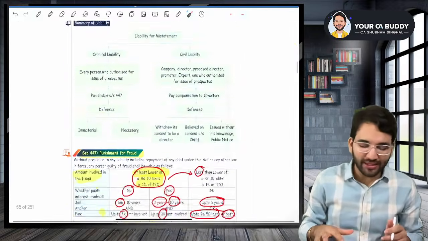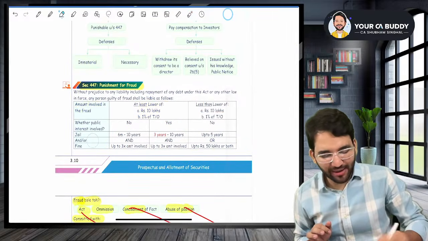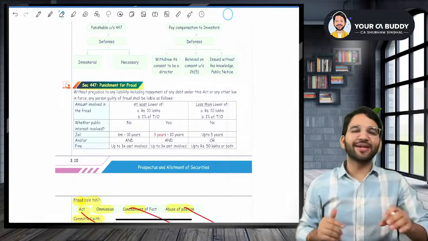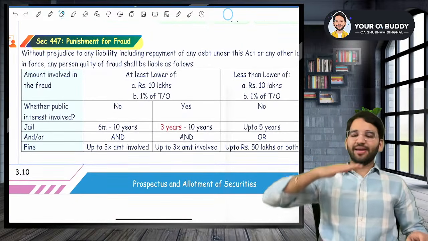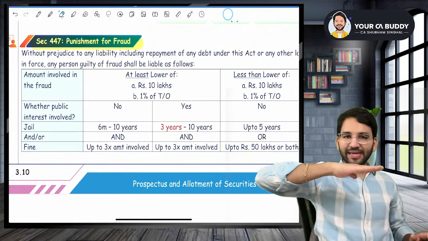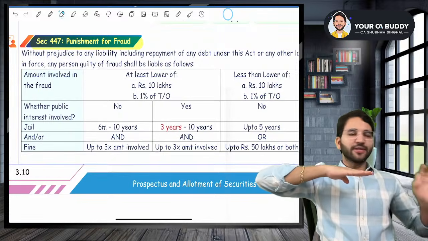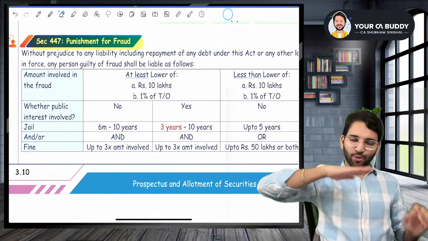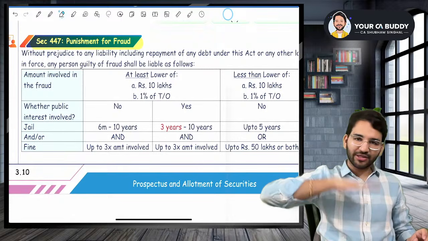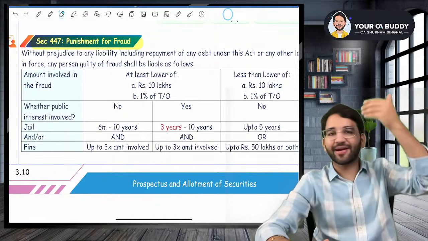Now bringing you to the next part. Sir, what is the punishment of fraud? You said he'll be liable under section 447. What is that liability, sir? Can you tell me? Yes, I can tell you very confidently. Sir, what is that penalty? You have to remember it like this. The penalty is, there is a limit. The limit is 1% of the turnover or 10 lakh rupees, whichever is lower. If the fraud is bigger than this amount, it will be considered as a big fraud.